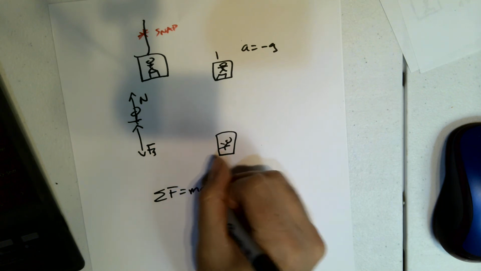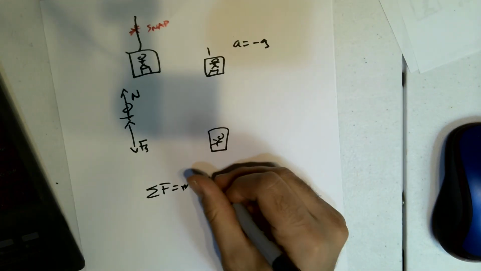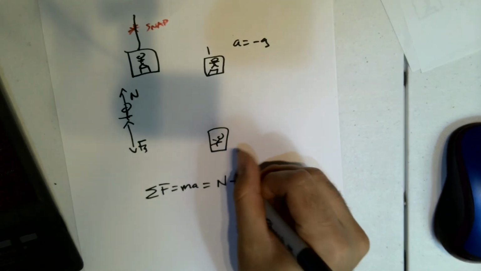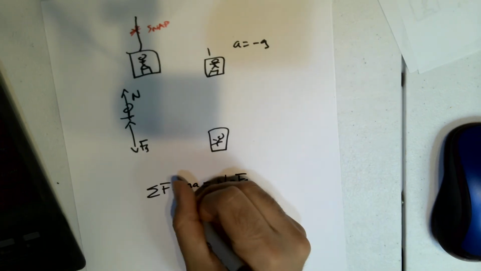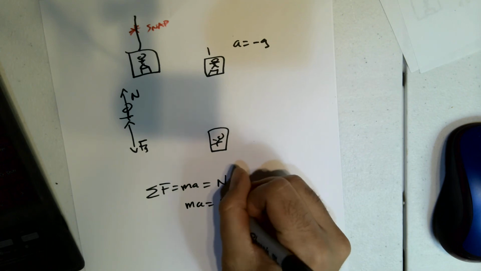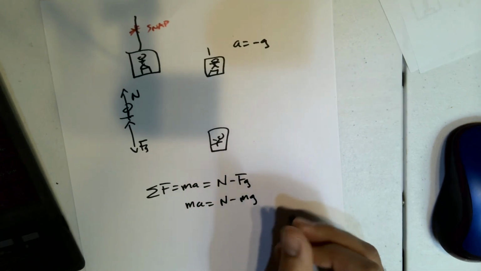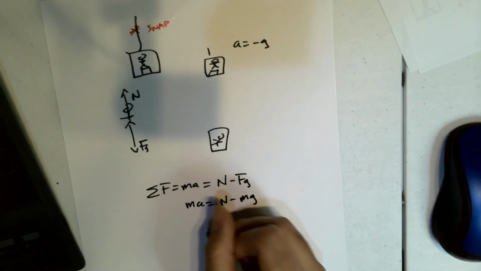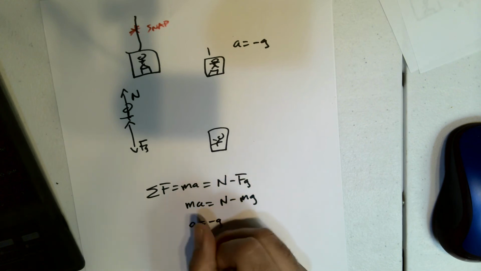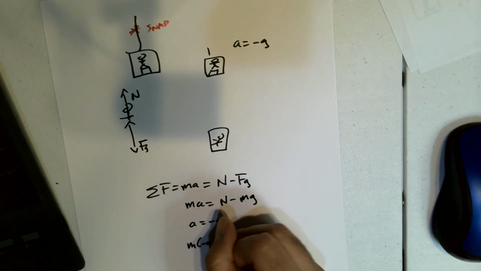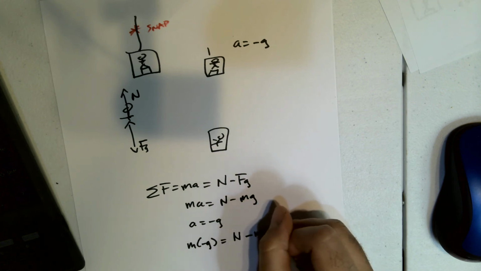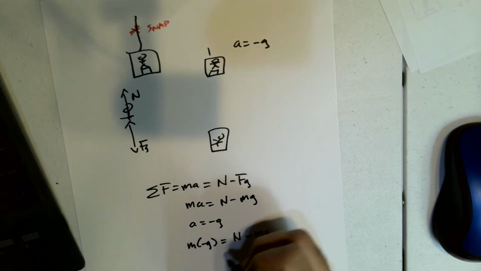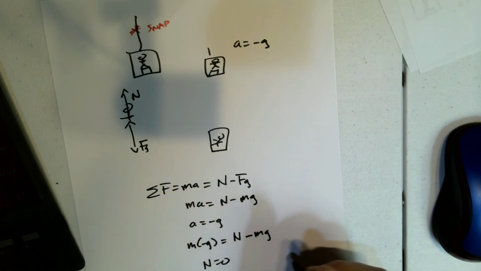So we're going to set it up the exact same way that we would all those other problems. Here's the expression that we're working with. But now, let's actually write F_g as mg. And then, since a is negative g, let's write this out. The acceleration is m times negative g. We have N minus mg over here. If we add mg to both sides, you get a normal force of 0.